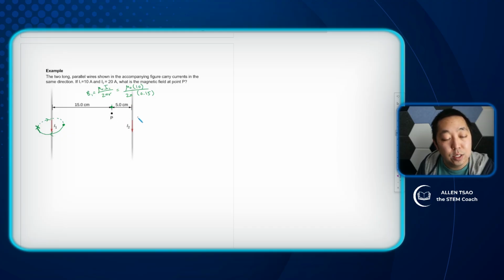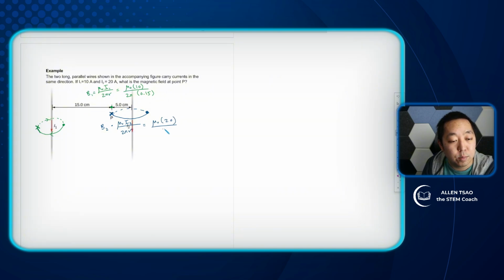Now let's look at the second one. I2 is also creating a magnetic field, and it's still pointing down. So over the front, it's going to go from left to right. That's the direction of the concentric circle. Then it's going to go into the page there, and out of the page here. It's the same direction as this one, so this B2 is going to be into the page at this point, and it's again mu naught I2 over 2 pi r, which is mu naught times the current 20 divided by 2 pi, and the distance from the wire to that point is 5 centimeters or 0.05.